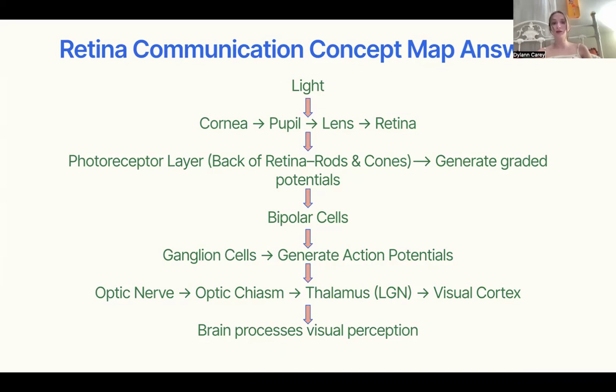The photoreceptor layer will generate graded potentials. Those graded potentials will then go to the bipolar cells and then to the ganglion cells, which will generate action potentials. And then the action potentials will go to the optic nerve, optic chiasm, to the thalamus or the LGN, and to the visual cortex. And there the brain will process visual perception and will give us the images we see, like how you're seeing this slideshow currently.